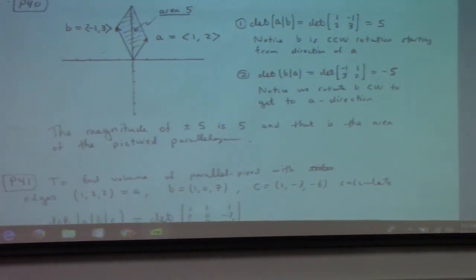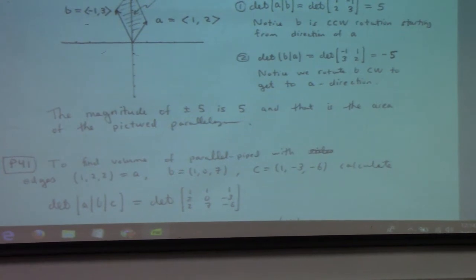Problem 40 is really not that exciting. That's just, hey, were you paying attention when I motivated the determinant? This is not a complicated problem, right? The one is 5, the other is minus 5. The difference is A counterclockwise rotates to B, that's why it's positive. B clockwise rotates to A, that's why it's negative. The significance of the magnitude is it's the area of the parallelogram.